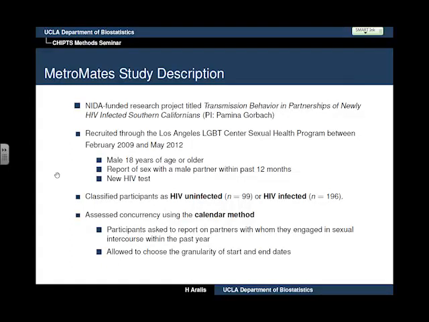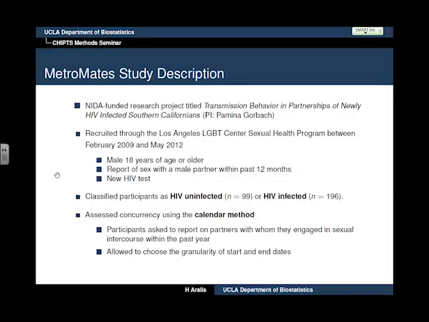So she's responsible for the real effort in collecting the data and also brought the big research question to our attention. The study consisted of recruiting a sample of men who have sex with men from the Los Angeles LGBT Center through their sexual health program. The recruitment occurred between February 2009 and May 2012. Criteria for inclusion in the study were male, 18 years of age or older, having reported sex with a man within the past 12 months, and having received a new HIV test. So they recruited their sample from men who came in for HIV testing. They were not aware when they came in of their status. They intentionally oversampled HIV-infected individuals. So ultimately the sample we're looking at today had 196 HIV-infected men and 99 HIV-negative.